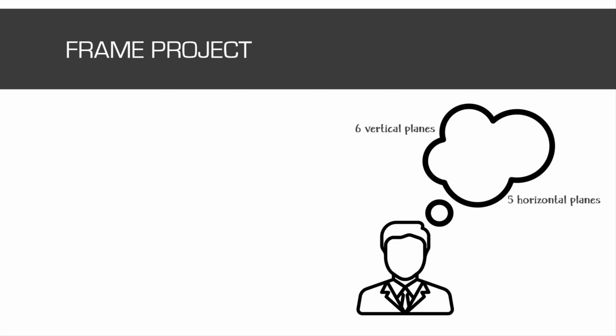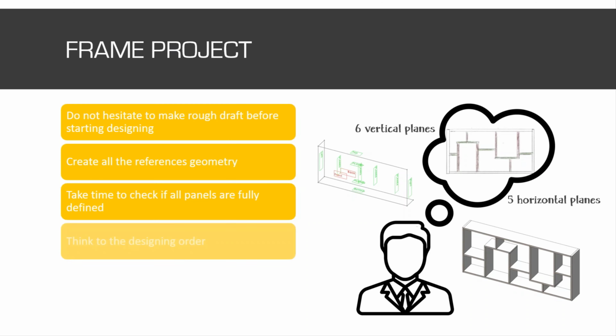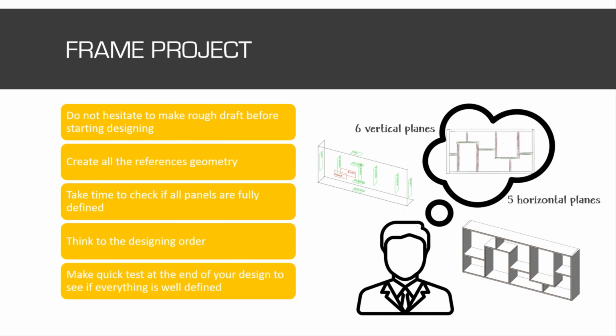In this topic, we will mainly see how to start a design and how to think of it, and the best practice is to see when you have to create a new project. So, do not hesitate to make a rough draft before starting designing. This will help you to find all the different things that you have to improve and so on. And then when you have your draft, you will be able to create all the different references in your SolidWorks. So for example, as you can see here, all the planes. Then take time to check if all the different panels that you have inserted and so on are fully defined, well defined and so on.